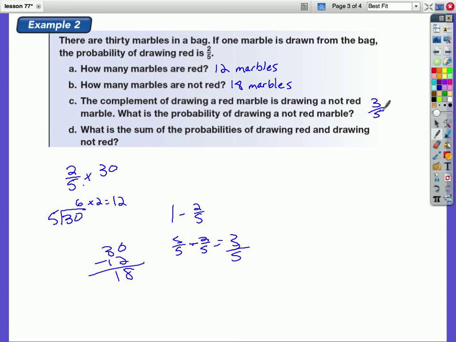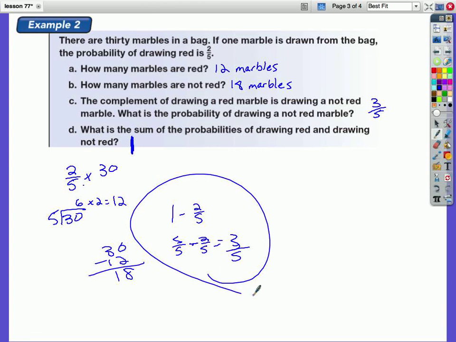Now, letter D says, what is the sum of the probabilities of drawing red and drawing not red? We just talked about that. The sum of drawing red and not drawing red, the sum of what it's asking in the complement, should always equal 1. 2/5 plus 3/5, it's going to equal 1. I did all that work right there.